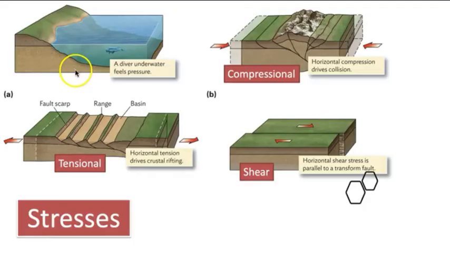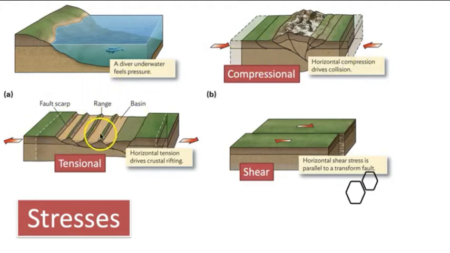Why does rock deform? Rocks deform because a stress is acting on them. Stresses are forces that push or pull or tear a body of rock. Earth scientists recognize three types of stresses: compressional stress, tensional stress, and shear stress. Compressional stress causes a body of rock to be squeezed. This mostly happens along convergent plate boundaries.